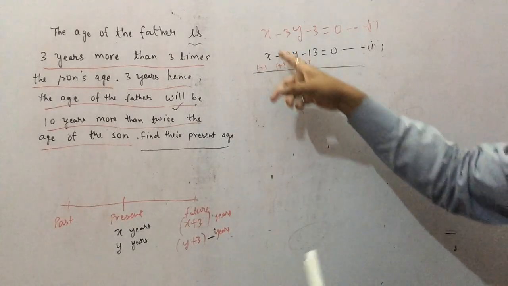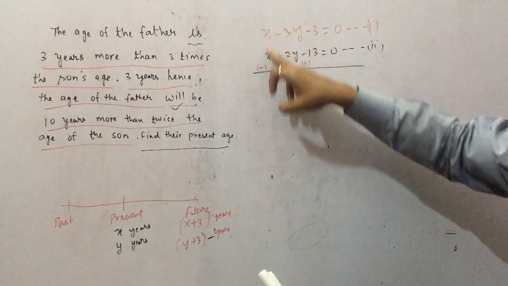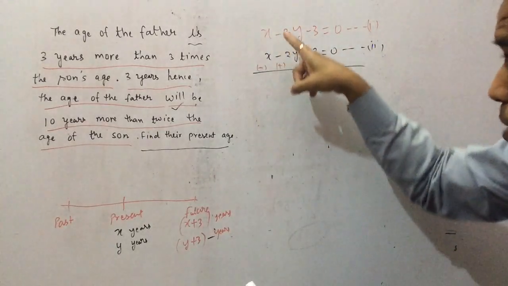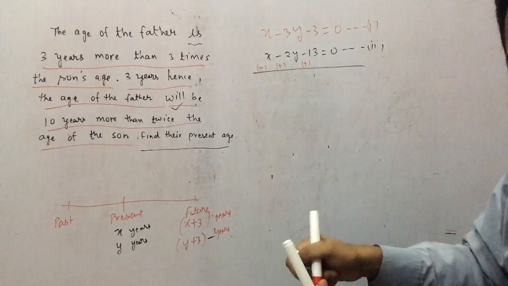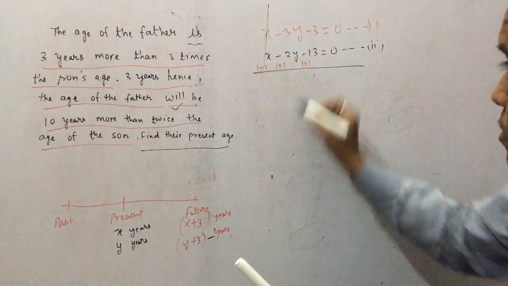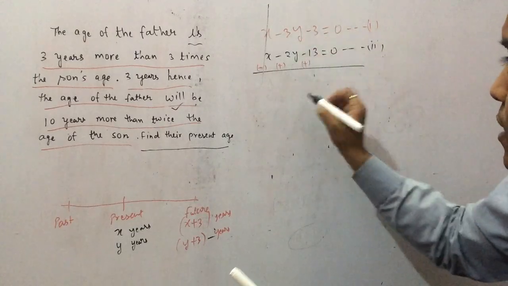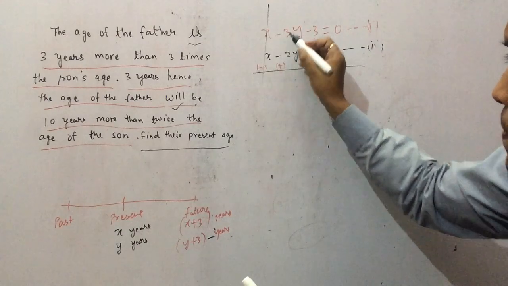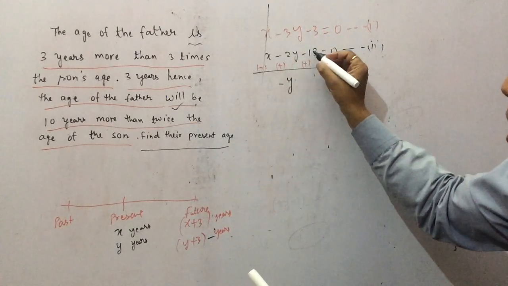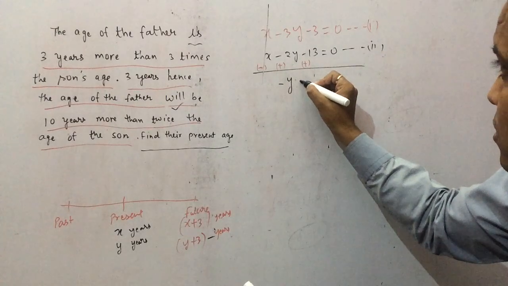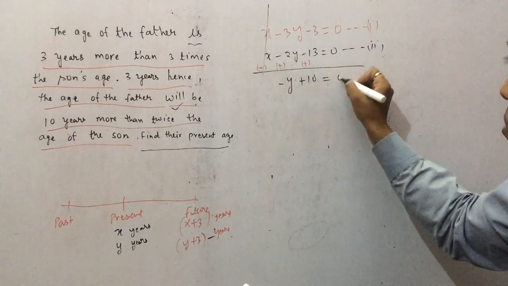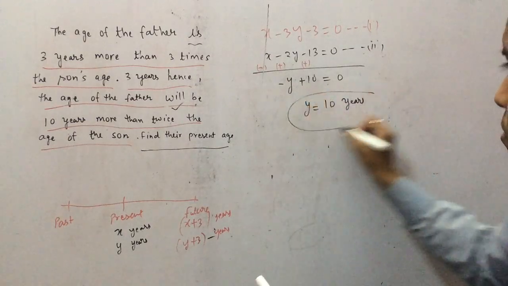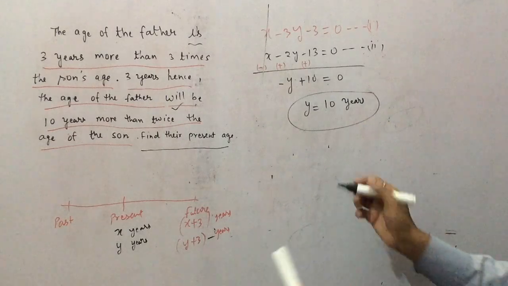So what is the use of this? When you subtract, the variable x will be eliminated. So plus 2y minus 3y, because it has been changed now, it would be minus y, plus 13 minus 3, it would be plus 10 equal to 0. In this way, when you transpose it, you will get the value of y is 10.